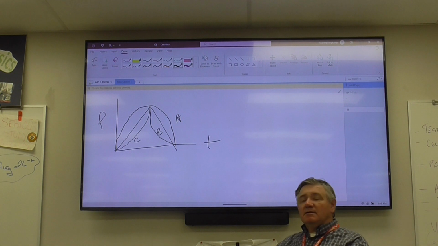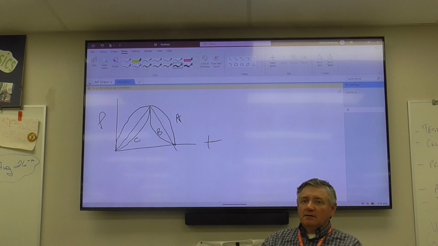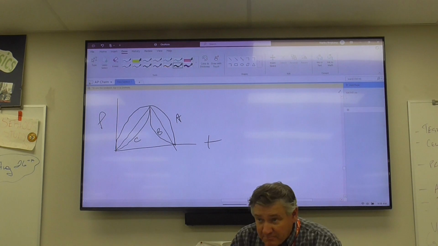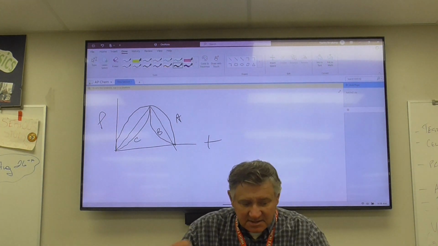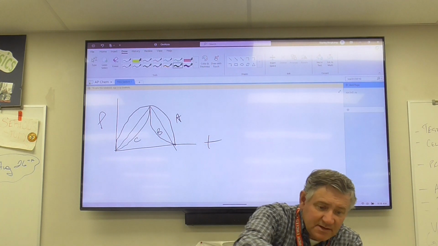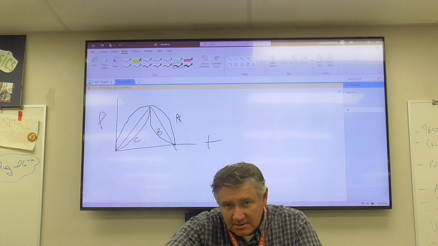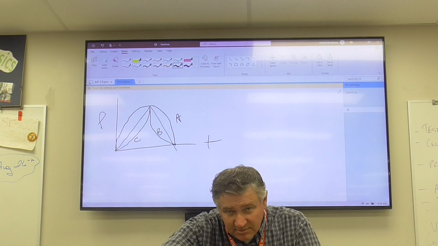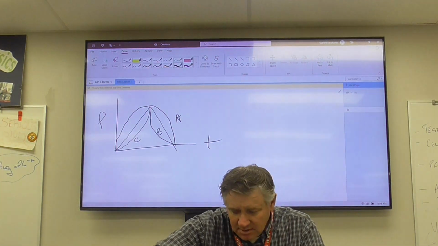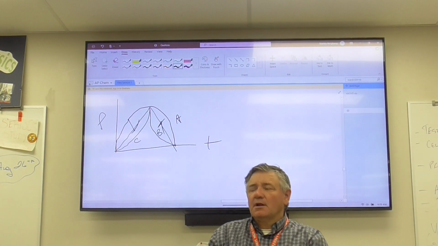Could it be B? No. Why not? Because it would be like bouncing off something. And that has constant velocity. B would indicate that you have constant velocity. So if B was right, you would see it go up like this, and then see it come back down like this. Is that what you saw? No. Clearly, can't be the middle one.